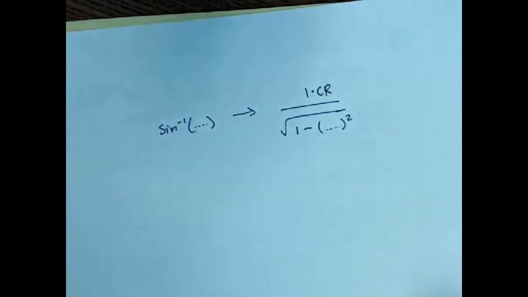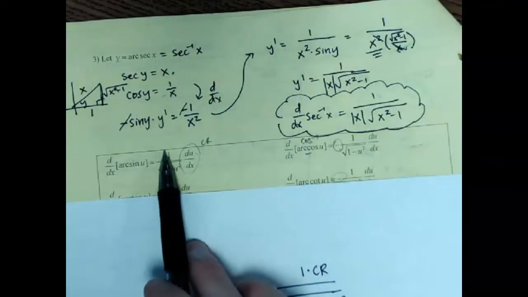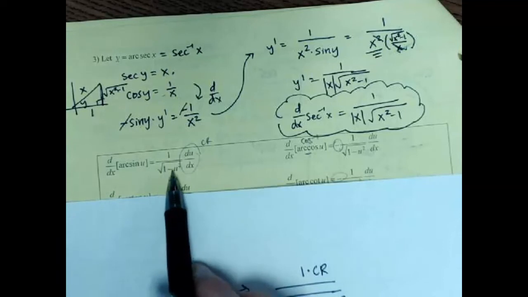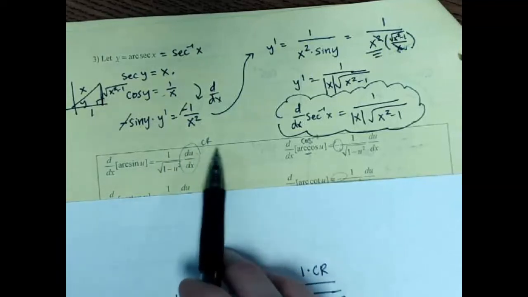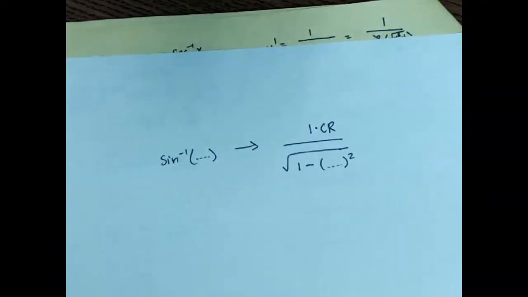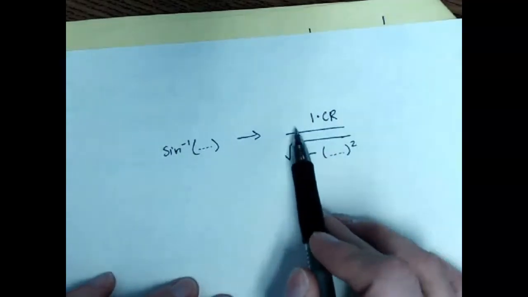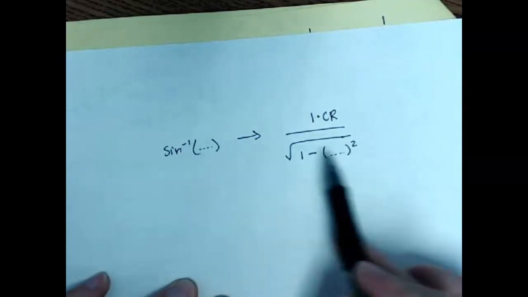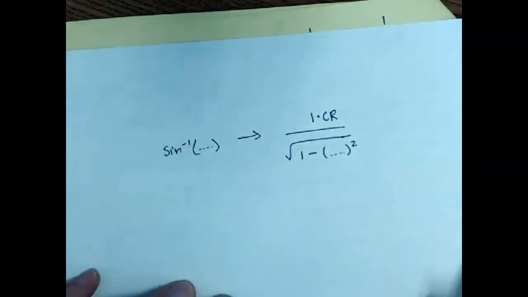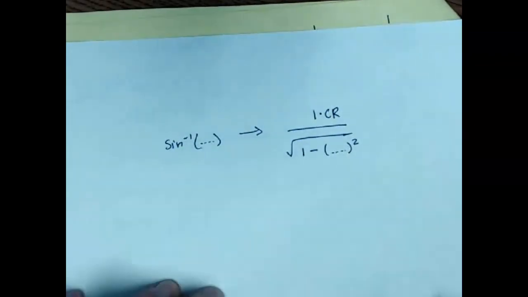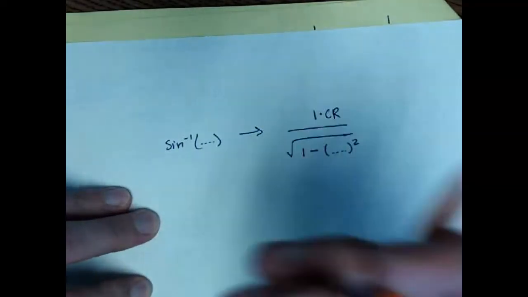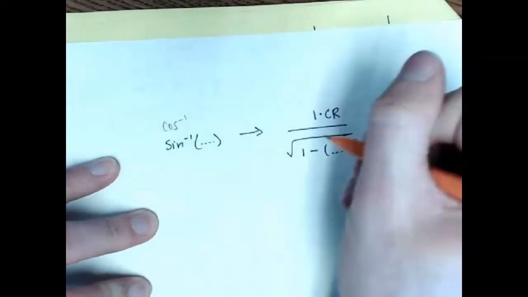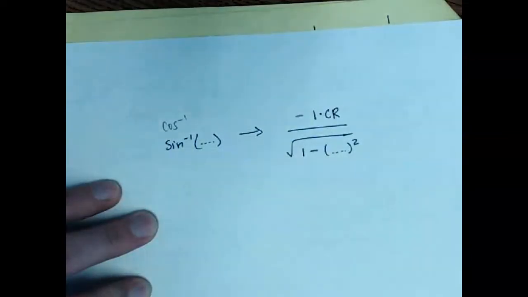That's all they did, right? That's all they had here. They had 1 over the square root of 1 minus stuff squared. They had the chain rule written on the right. You can put it on the top if you want. But that's your formula. 1 over the square root of 1 minus stuff squared. Whatever was inside copies, then you do chain rule, stick it on the top. Here's your formula for your sine inverse. And of course, if you had the cosine inverse instead, all you would need is the negative.